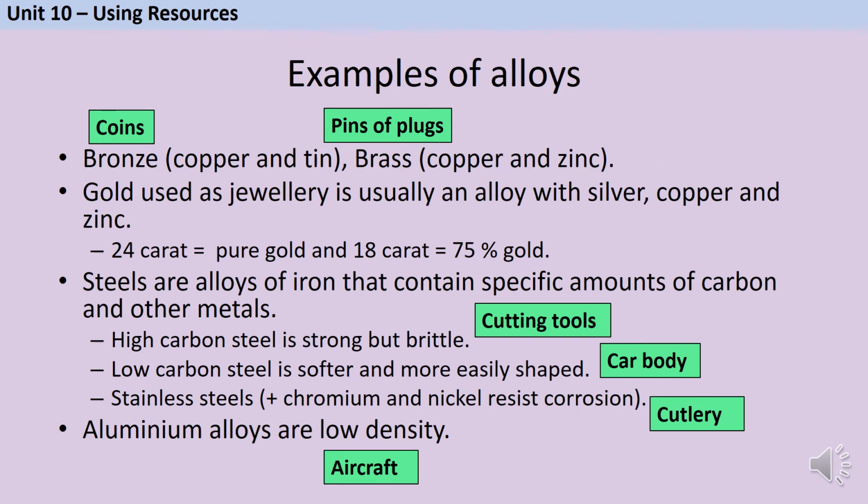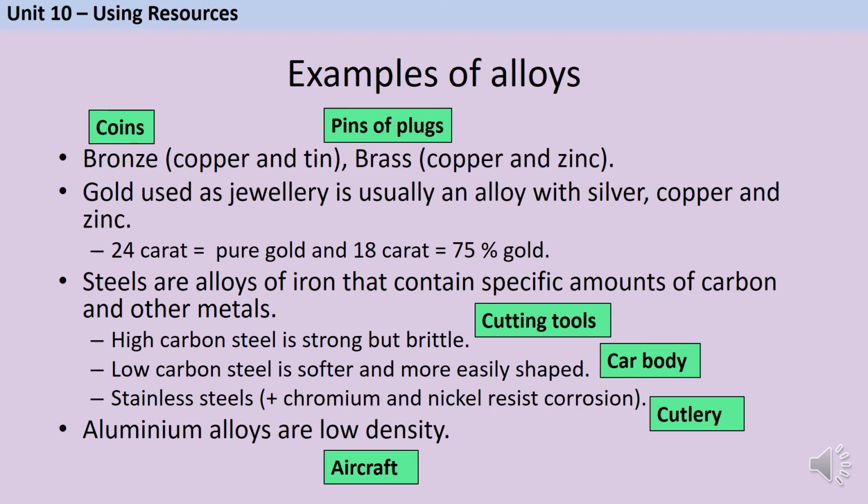Steels are a group of alloys based on iron, and they contain specific amounts of either carbon or other metals. We said at the start that the reason that alloys were harder was because adding atoms that were a different size was going to disrupt the layers. And it probably doesn't surprise you too much to know that as we add more atoms, that's going to make the alloy even harder. So high carbon steel has a comparatively high number of carbon atoms, and this makes it very hard and very strong, but also quite brittle.